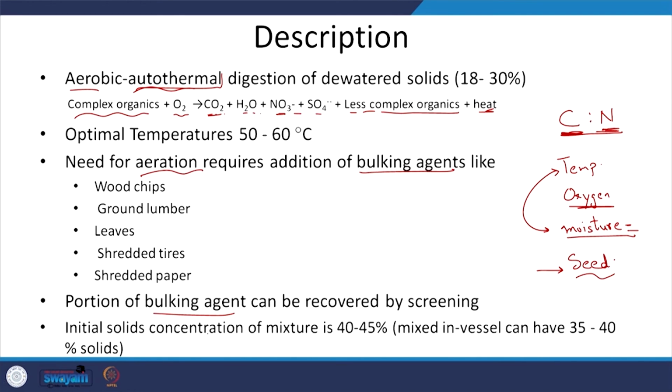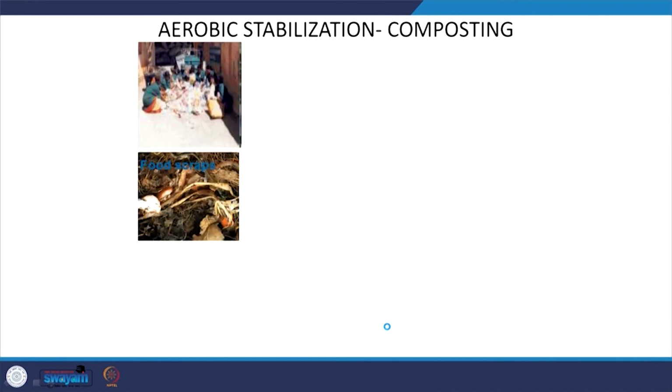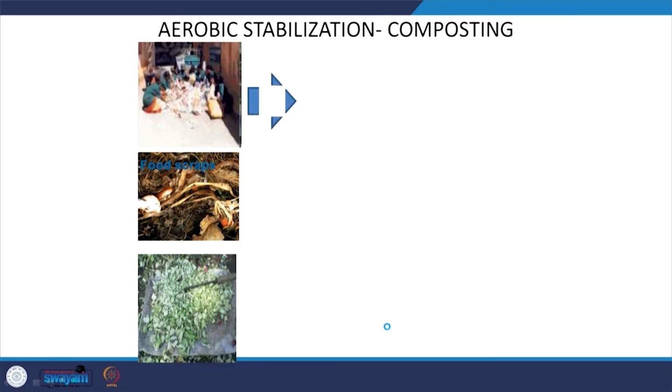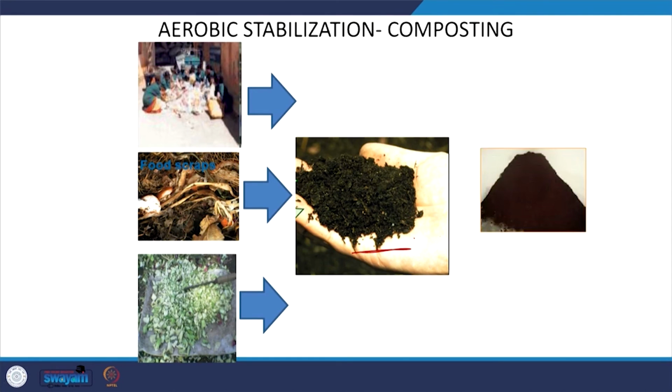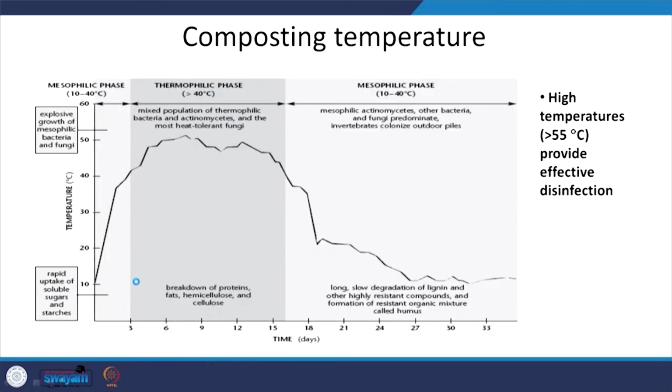But one aspect is the initial solids concentration of the mixture, 40 to 45 percent, let us say, right, that is a high requirement. So, aerobic stabilization. Here I am showing pictures for solid waste management also, because I think that is relevant in our context. It can be different kinds of food waste, and after this all of it will come into this particular form, which is relatively more stable. So, this is the composted organic matter, which can be reused as fertilizer or for gardening, depending on what kind of waste you are putting in. That is one aspect to keep in mind.